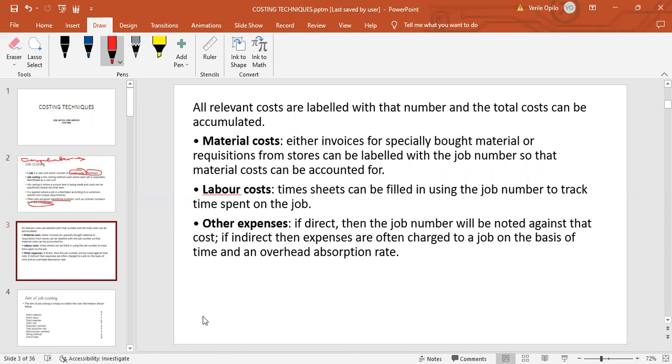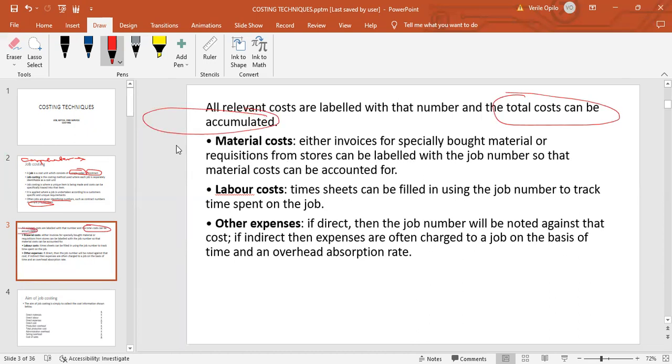The costing technique itself is how the company is able to identify how much it has incurred in order to produce a certain product. So it is all about accumulating the total cost that the company has incurred for that specific item. So we start off with the material costs. How much have you spent in terms of direct and indirect materials to produce this item and make it ready for sale to the client?